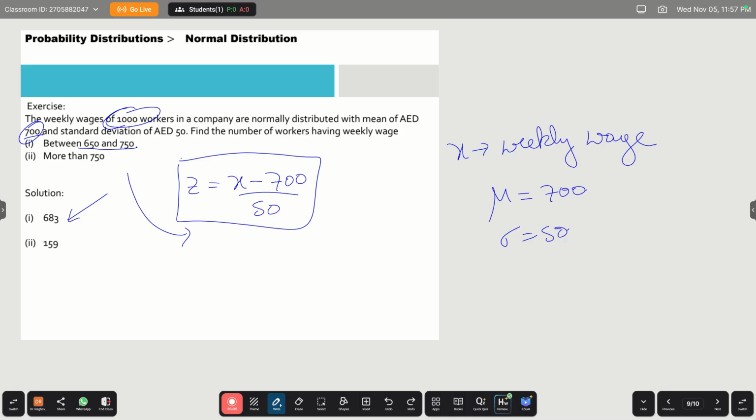And similarly you can go for more than 750. So when you put 750 here, 750 minus 700 divided by 50, you will get Z equal to 1. So the area from 1 to infinity is 1 minus area of 1. Calculate the probability, multiply by 1000, and you will get 159.